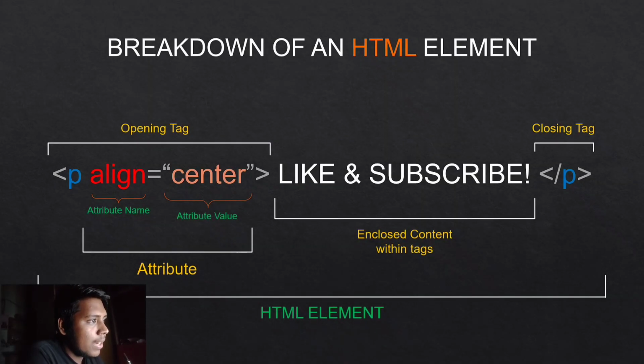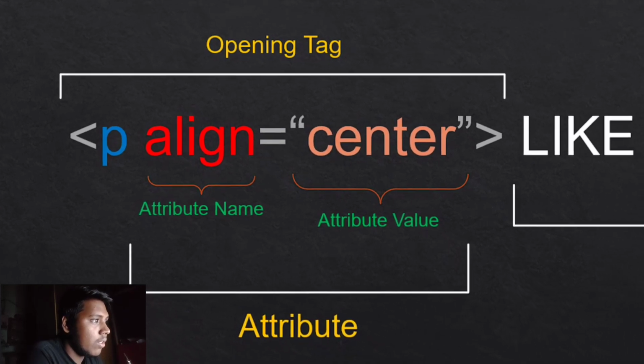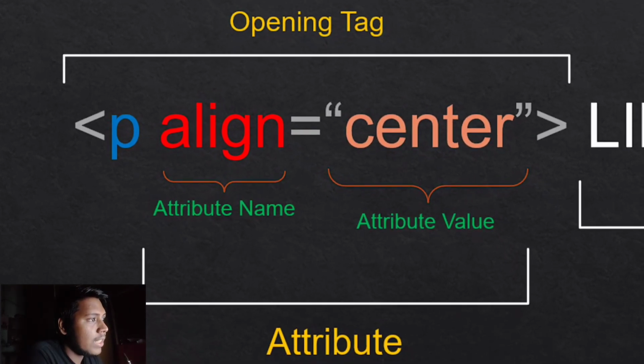Now in this example I have used the align attribute, and I have put the value of the align attribute within double quotes, which is center. The align attribute can have different values, for example, center, left, right, etc.